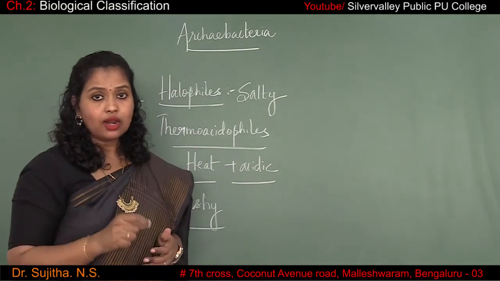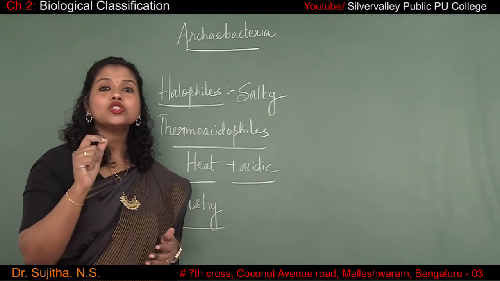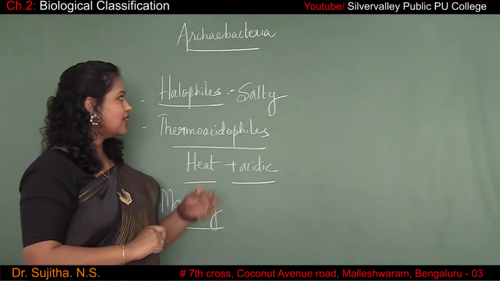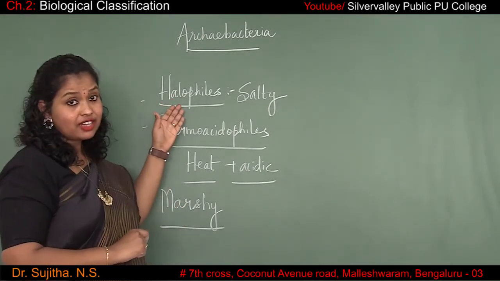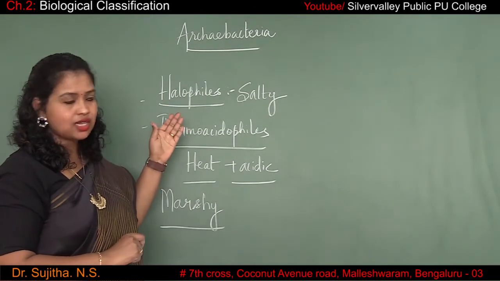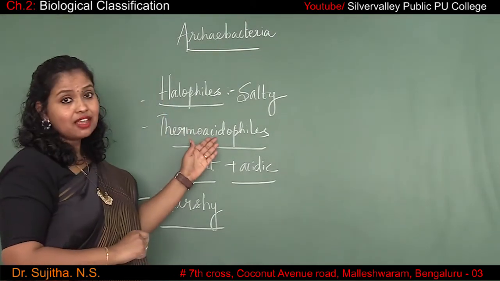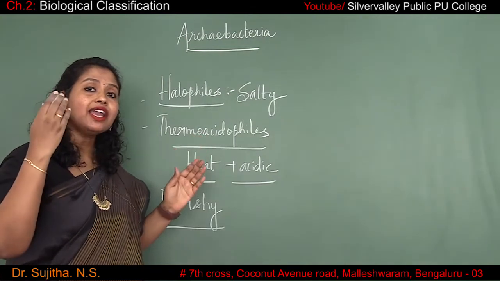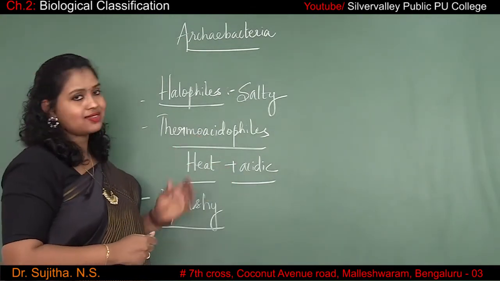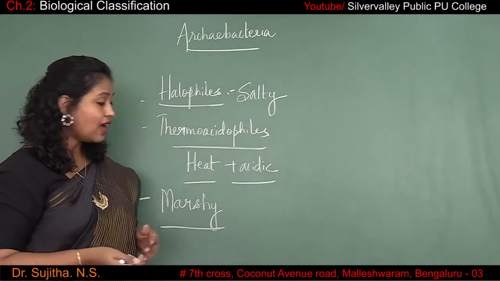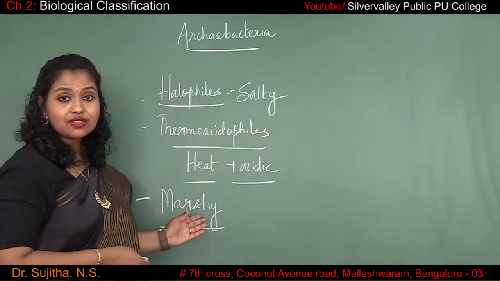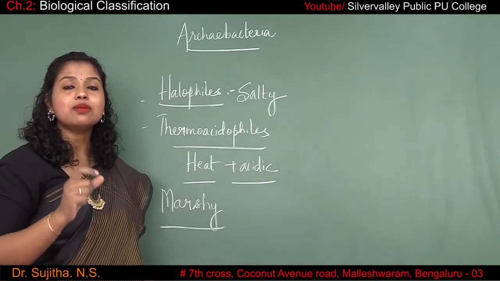So all in all, bacteria thrive in the harshest environments, as I said: first the halophiles, where the environment is extremely salty; the thermoacidophiles, where the environment is both highly hot and highly acidic in nature; and in the third one, the bacteria also thrive in places where it is extremely marshy.